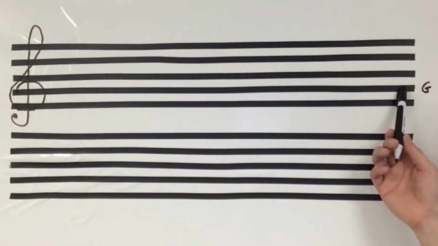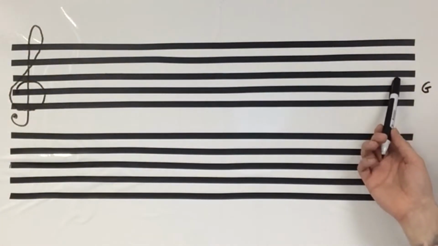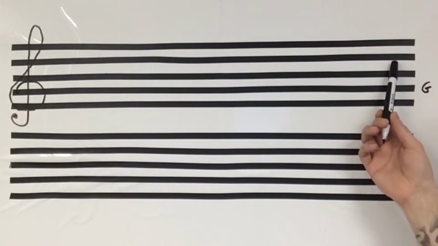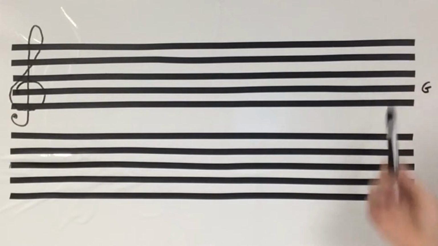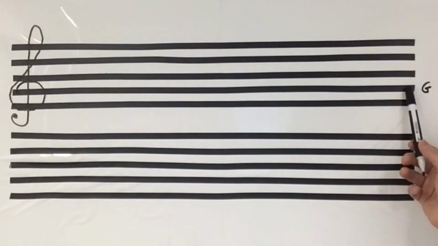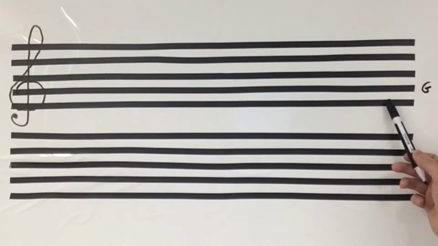So if you went up a space, your next space would be A, and then it would be on the line B, C, D, E, F, G. Goes up the way like that, or you can go down the way, okay? So if you went down from G, your next one would be F, and then E, down that way, okay? So you can go up and down the way.